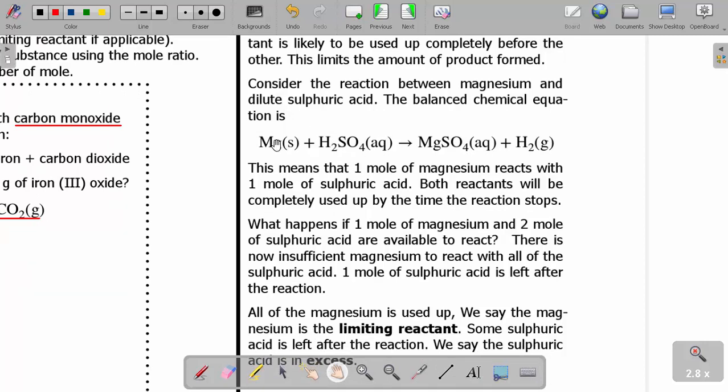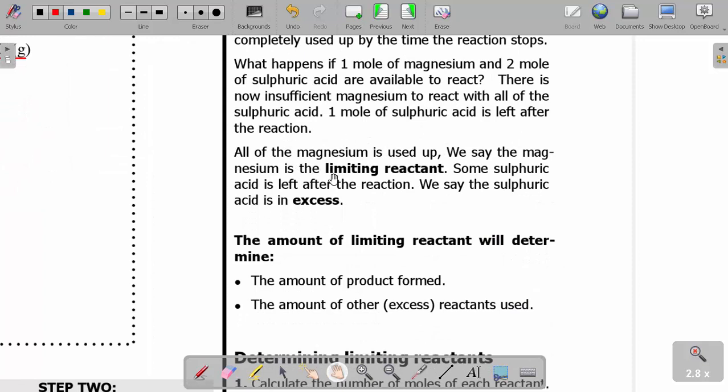That's if I've got 1 mole and 1 mole, they will both be completely used up at the end of the reaction. Now, what happens if 1 mole of magnesium and 2 moles of sulfuric acid are available to react? Note that there is now insufficient magnesium to react with all of the sulfuric acid. So it means that 1 mole of sulfuric acid is left after the reaction. All of the magnesium is used up, so we say that magnesium is the limiting reactant.